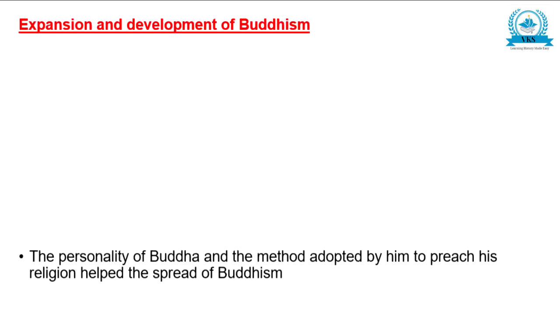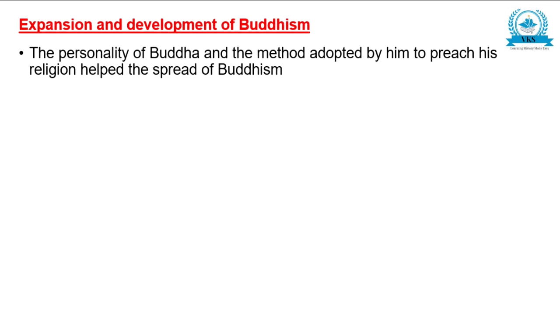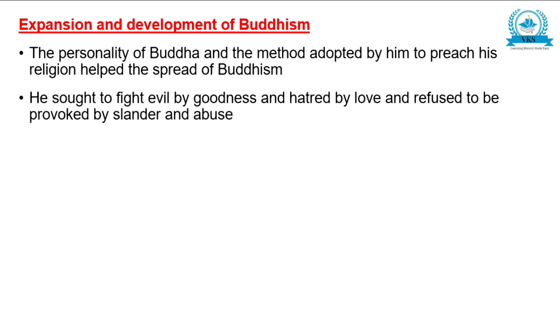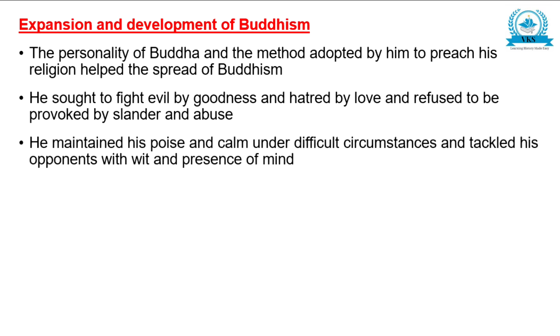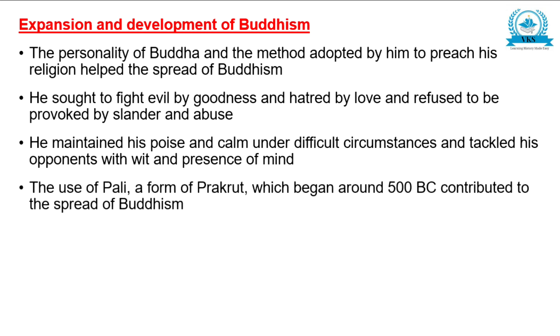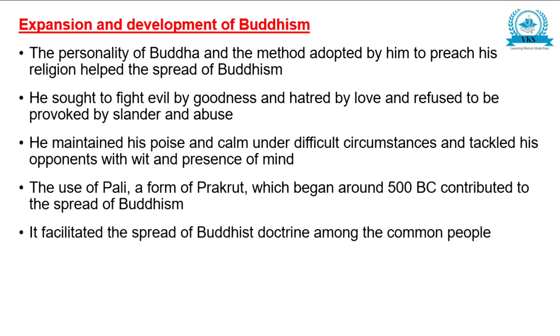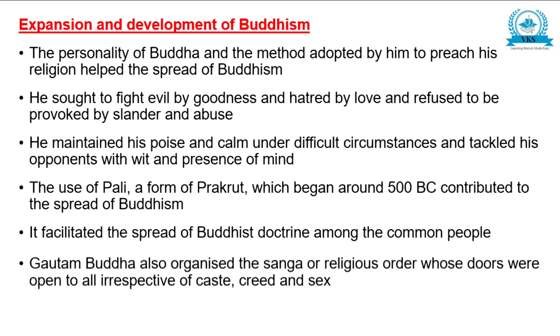So let us go through the points which we have studied till now. Expansion and development of Buddhism. The personality of Buddha and the method adopted by him to preach his religion helped the spread of Buddhism. He sought to fight evil by goodness and hatred by love, and refused to be provoked by slander and abuse. He maintained his poise and calm under difficult circumstances and tackled his opponents with wit and presence of mind. The use of Pali, a form of Prakrit, which began around 500 BC, contributed to the spread of Buddhism. It facilitated the spread of Buddhist doctrine among the common people.